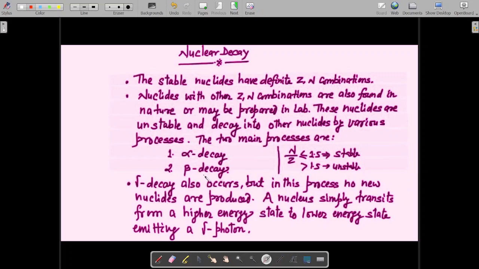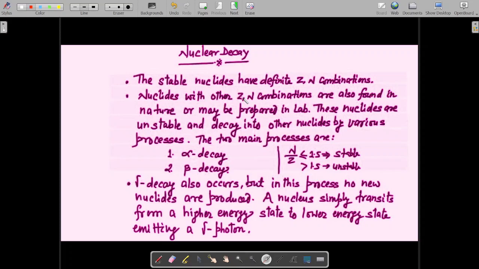So these are the things. Gamma decay also occurs, but in this process no new nuclides are formed. So in gamma decay the identity of the nucleus does not change. What does it mean? The number of protons and number of neutrons do not change in gamma decay.